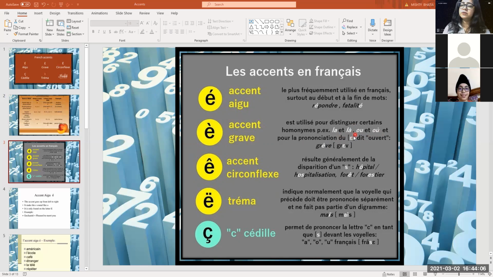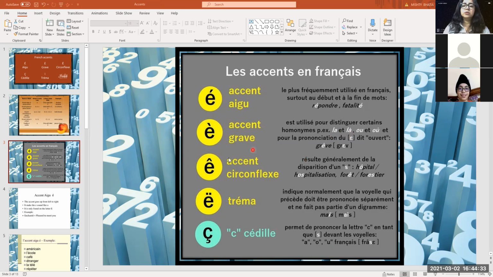What is the difference between la and là? Ma'am, la without an accent is the feminine definite article, "the". And with accent, là means "there". However, they are pronounced the same way. So how can we identify the difference between these two? With the help of the accent.